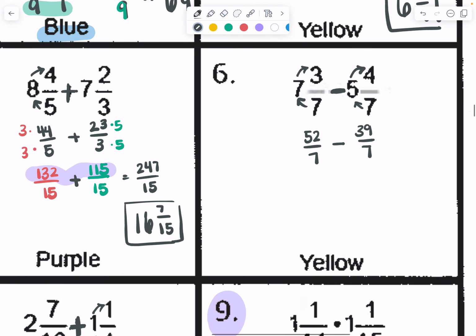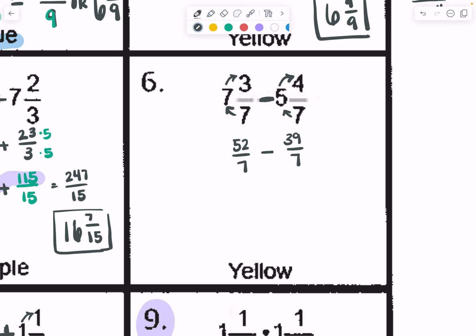All right, and then number 6. Again, I've already converted it into an improper fraction. These thankfully have a common denominator, so I can go straight to, in this case, subtracting the numerators. So 52 minus 39 is going to give me 13 over 7. And converting that to a mixed number, I'll have 1 and 6/7.